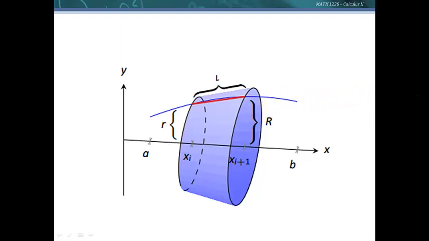Now let's take this band and stand it up so we can have a look at it here. So here is the band, big R, little r, and our approximating line segment right here, L. Now, how are we going to find the surface area of that? Well, let's turn this into a cone by extending those two sides.